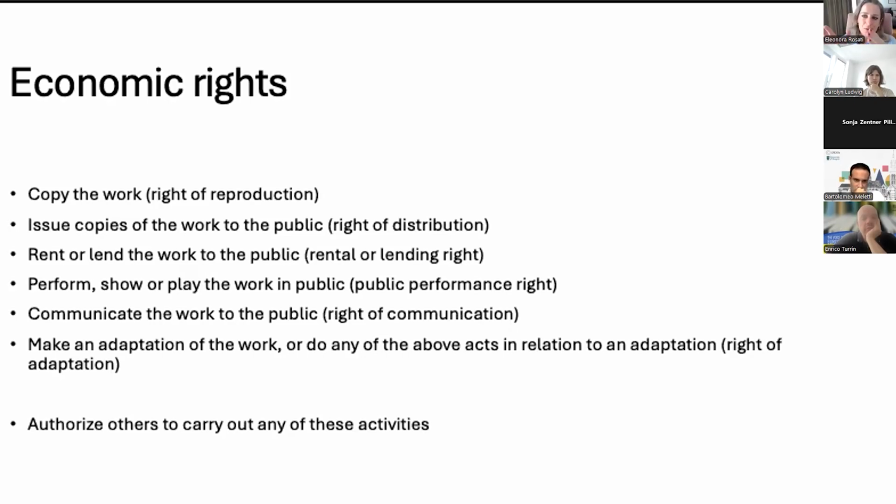So in essence, all these rights that you see on the slide belong to the owner of the copyright, who is entitled to carry out these activities on their own or by authorizing others to do that. So in essence, copyright, as I said, is a property right, and you are in charge of deciding who can do what in relation to your work.